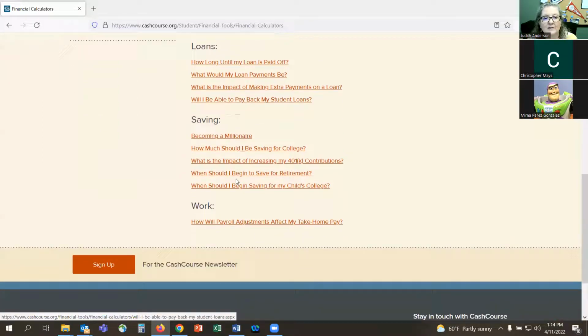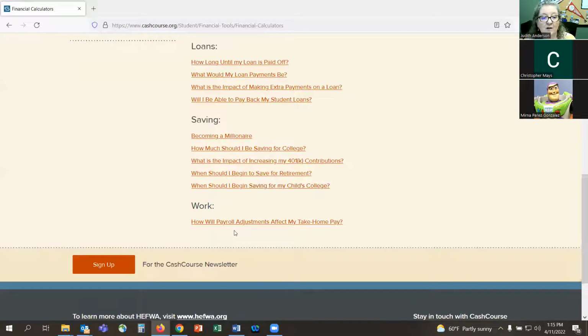And savings is another very, very important tool that goes hand in hand with budgeting. So it talks about becoming a millionaire. How should I be saving for college? What's the impact of increasing my 401k contributions? That's the plan for retirement. And then when should I begin saving for retirement? And then once you start having kids, when should I start saving for their college education?